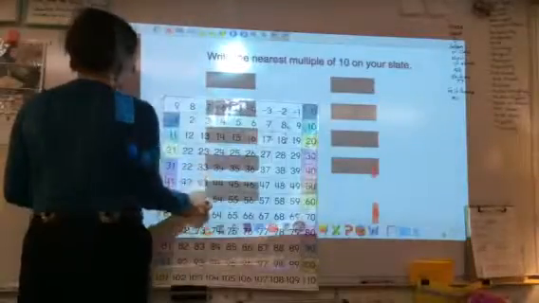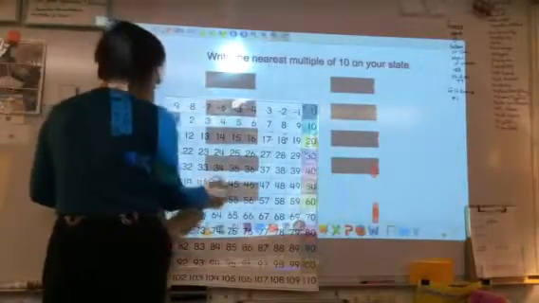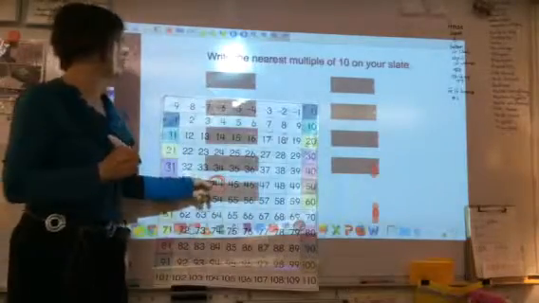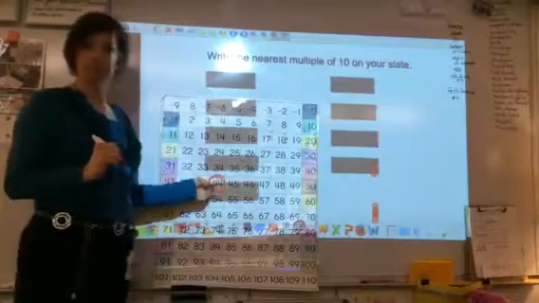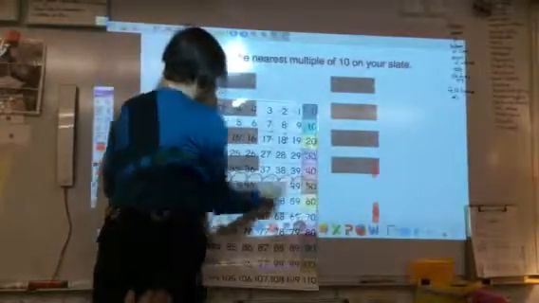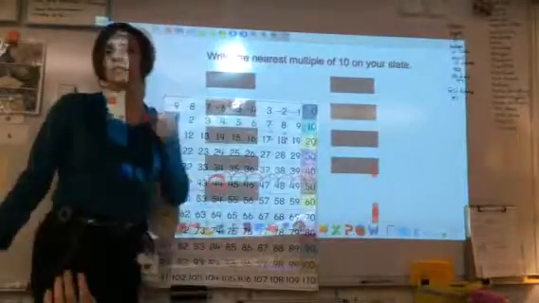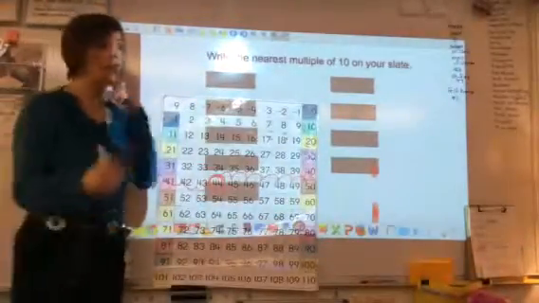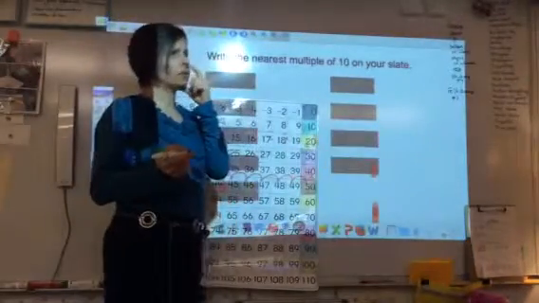Okay, what if I have the number 44? What's the closest multiple to 44? Let's see. 1, 2, 3, 4, 5, 6. Let's see if it's 40. 1, 2, 3, 4. Which is it? 40. Nice. Remember, you can even count using your 100 chart, right? Okay. I'm waiting for one.